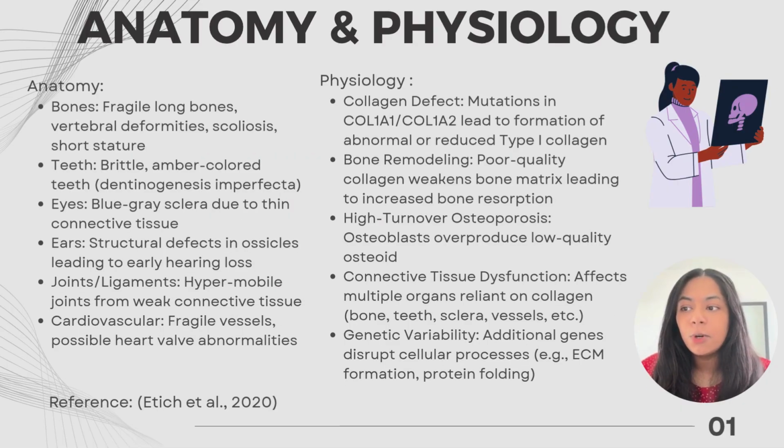Osteogenesis imperfecta, or OI, is a genetic disorder primarily affecting the body's connective tissues, and especially in this case, the bones of the body. Now, looking at the anatomy of OI, it affects multiple systems in the body.